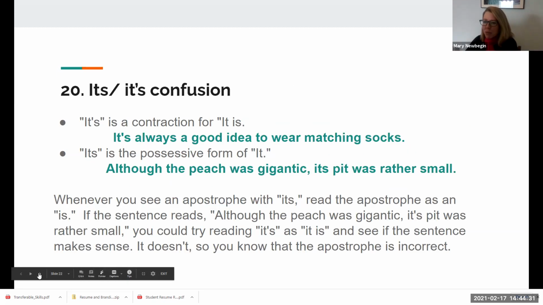All right, final rule, number 20, it's confusion. So remembering that it's is a contraction for it is useful. And really, if you're writing for academic purposes, you want to avoid contractions anyway, so maybe that will be useful. But the sample sentence is, it's always a good idea to wear matching socks, or at least that's what I used to believe. And then in the second example, we have, although the peach was gigantic, its pit was rather small. In that second instance, we need the possessive form because the pit and the peach have a relationship.